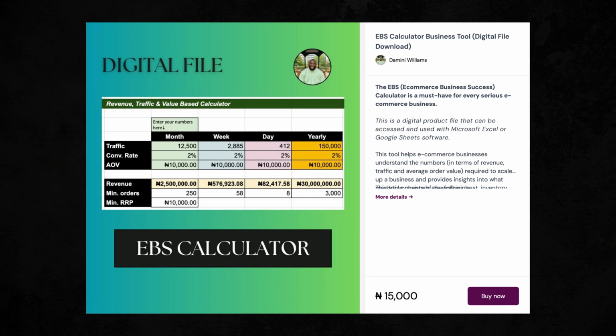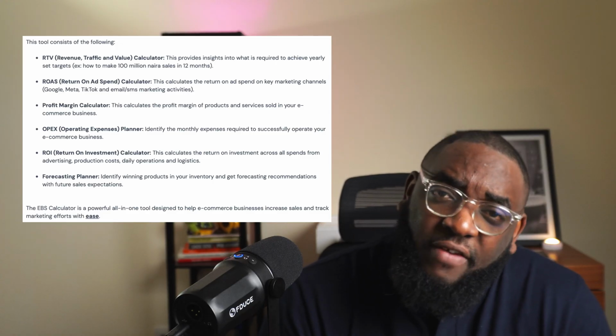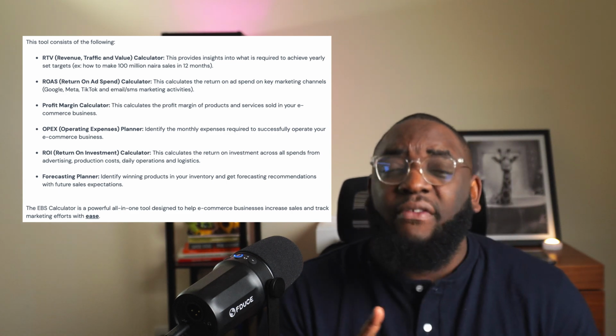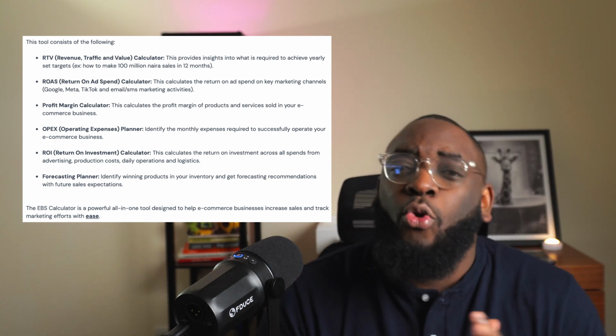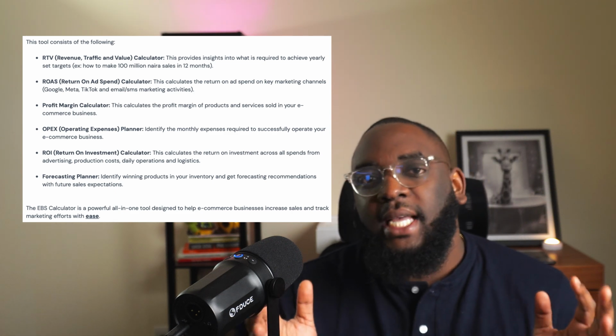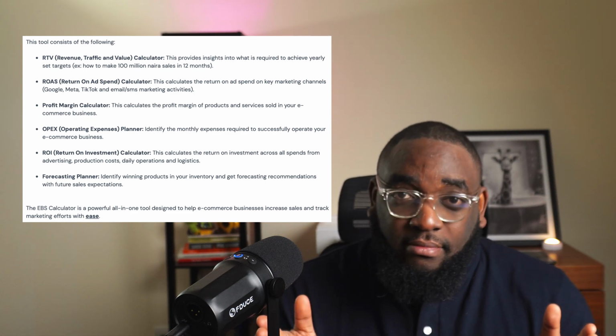The second one is my EBS calculator. So I actually have an EBS calculator, which stands for E-commerce Business Success Calculator. And in this particular calculator, I have a range of calculators. So I have a revenue, traffic, and value calculator. I have a ROAS calculator. I have a profit margin calculator. I have an OPEX planner. I have a forecasting tool. Guys, this EBS calculator is packed, right?